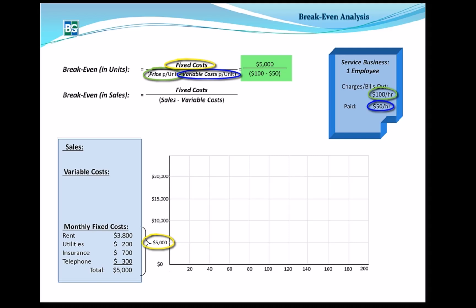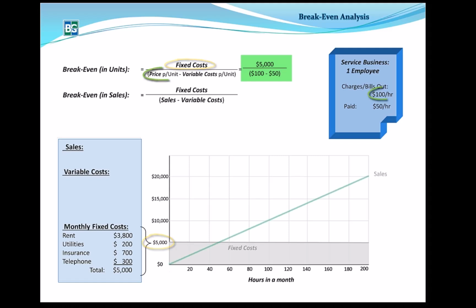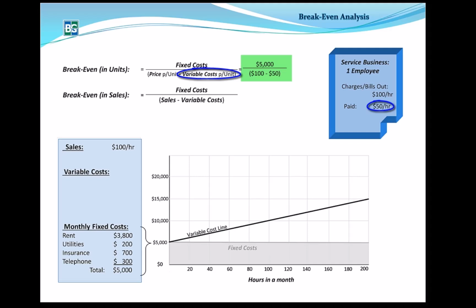With the graph's horizontal axis representing units and hours, the gray shaded area represents the fixed costs, which do not change whether 1 hour is worked or 200 hours are worked. The sales line in this example represents hours times the billing amount, in this case $100 an hour. The slope of the line is based on these two variables and always starts at 0. So at 100 hours, the revenue would be at $10,000. The variable cost line always starts at the top of the fixed cost line and increases at its rate for every unit sold.